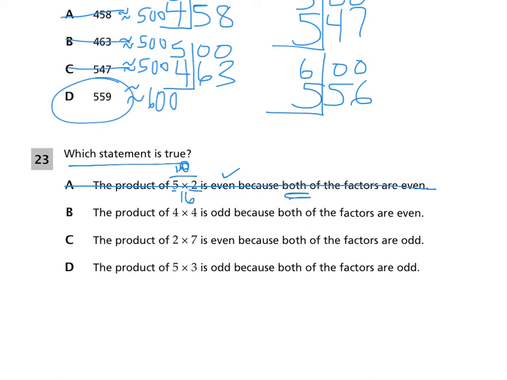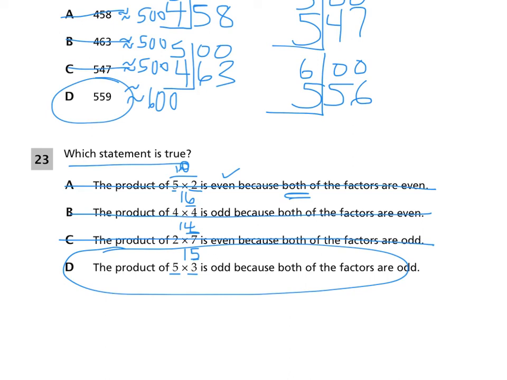The product of 4 times 4 is 16. They're saying this is odd. Well, 16 is not an odd number, so that's out. The product of 2 times 7 is 14. They're saying that's even. Yes, it is, because both of the factors are odd. 2 is not an odd number. The product of 5 times 3 is odd because both of the factors are odd. Yes, they are. Product is odd and both factors are odd. So that statement is true.